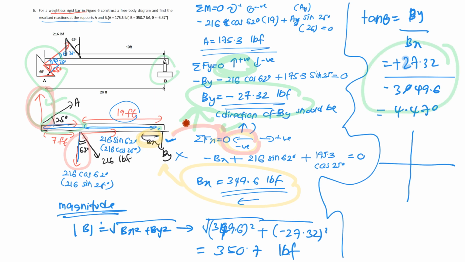Okay, so when it comes to the diagram, you are going to refer to this: the true directions with the correct sign. So here my BY is positive, which is upward, and then I get BS is negative here. So that means my direction is going to be here. So this is going to be 4.47 degrees, and the magnitude is going to be 350.7 lbf. Done.